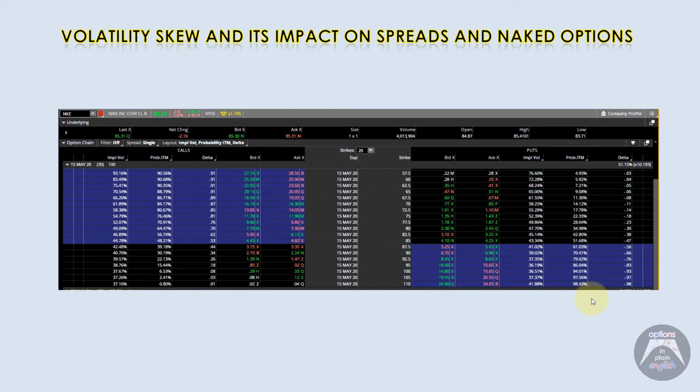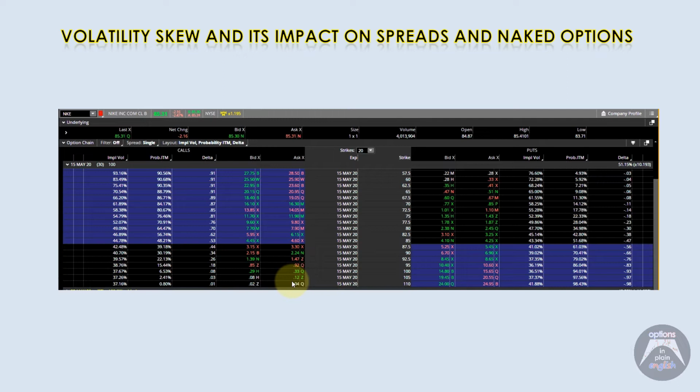To illustrate this, we're going to take a look at Nike. The ticker symbol is NKE, and it's trading at $85. So we know that the options at 85 are at the money. The puts at lower strikes are out of the money, and the calls higher than 85 are out of the money as well. We'll be analyzing the expiration for May 2020, 30 days to go.